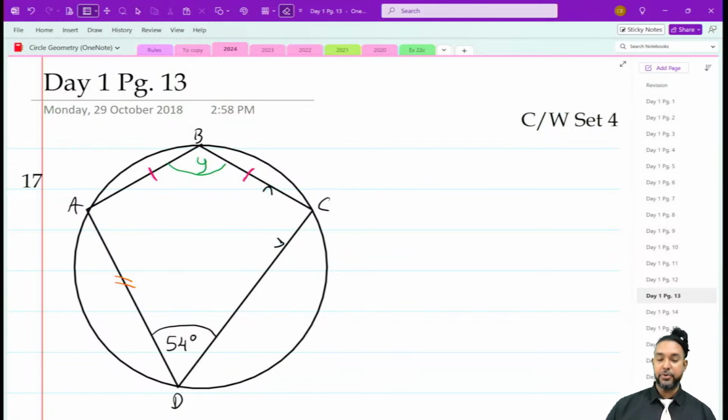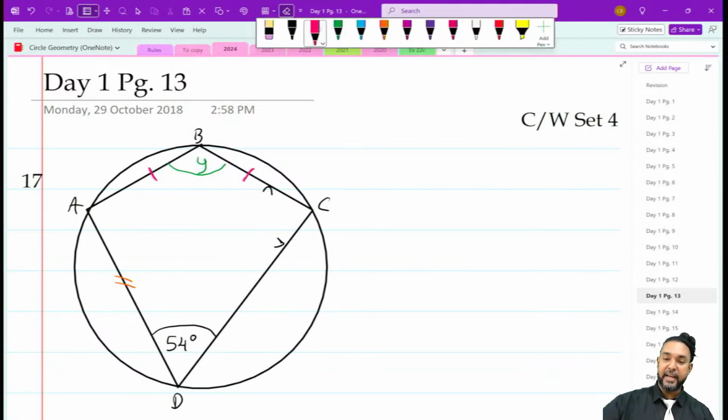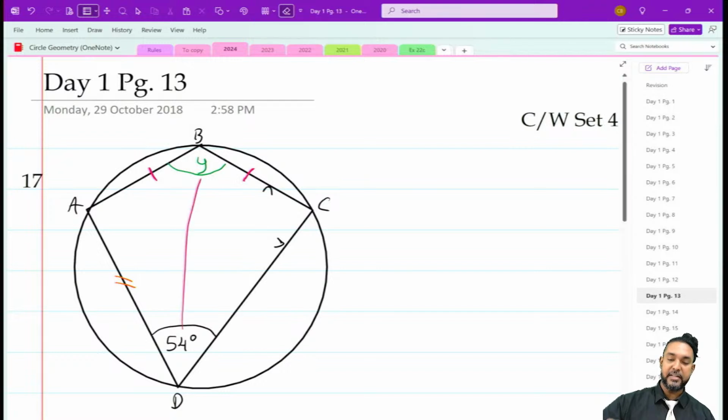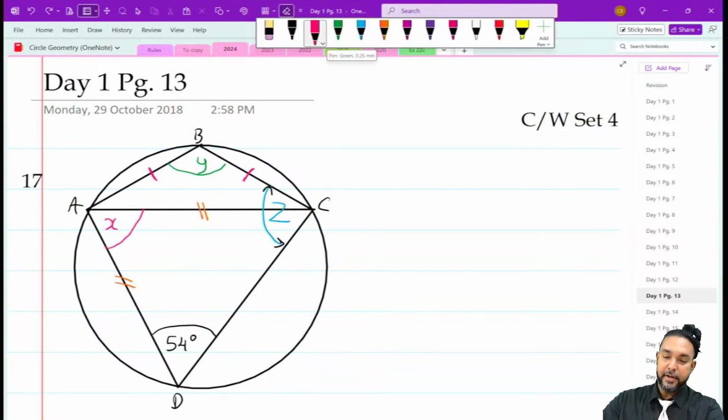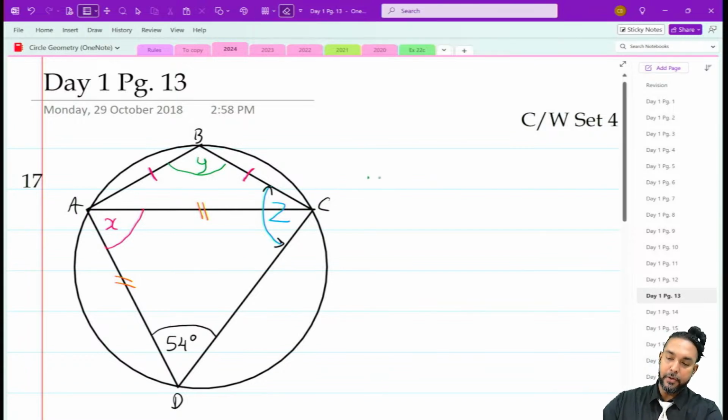If we disregard that information, what shape do we see coming up on the screen here? The cyclic quadrilateral. And the rule with the cyclic quadrilateral is that the opposite angles are supplementary. What does that mean? They add up to 180 degrees. So what we could say here for angle Y.